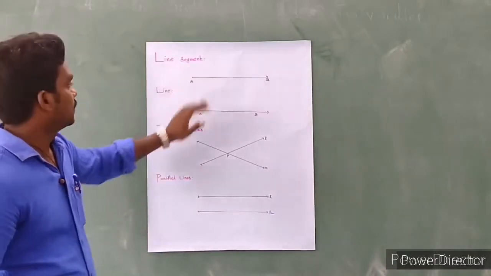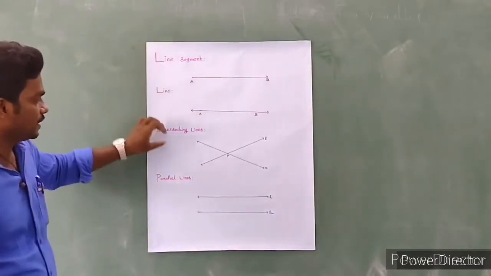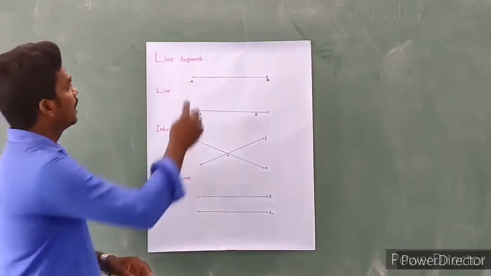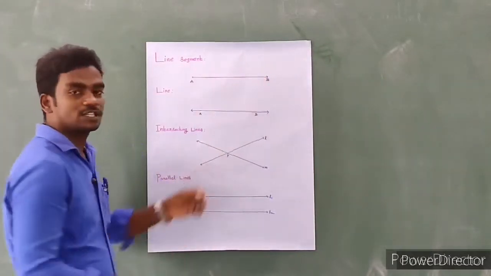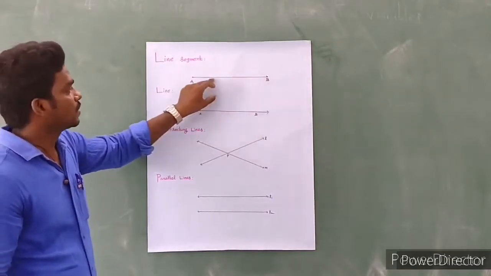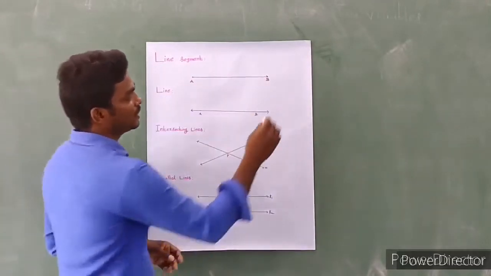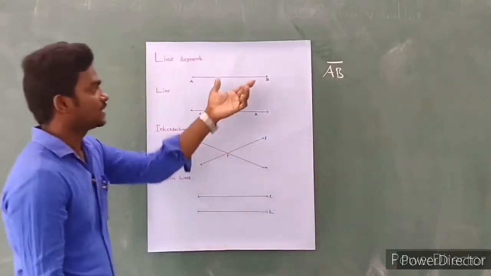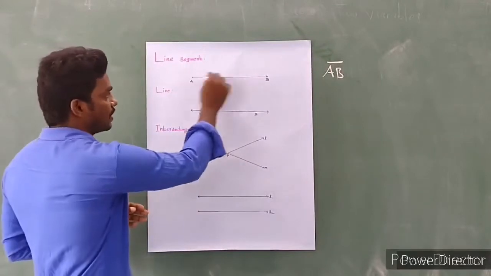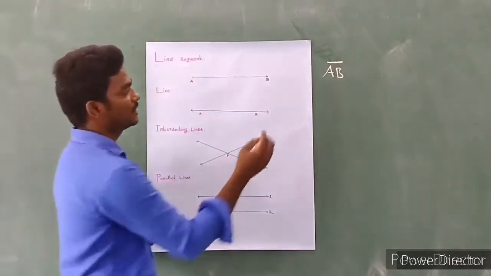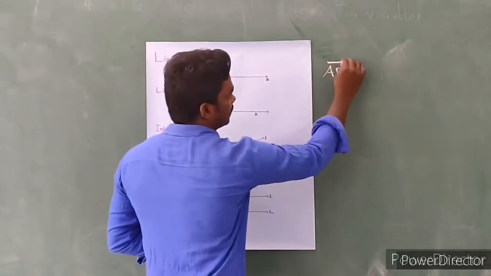Next, see this chart: line segment, line, intersecting lines and parallel lines. We already discussed what a line segment is. It is the shortest distance between two points. So this is called line AB. We write this as line segment AB. That means the shortest distance between these two points is called a line segment, denoted by AB.